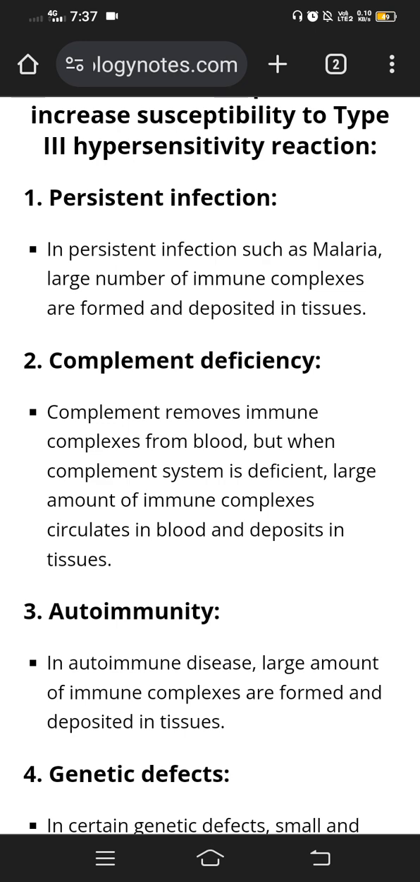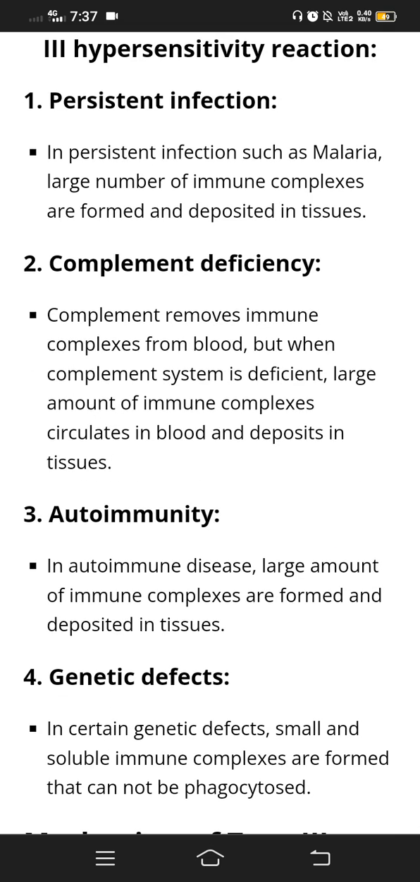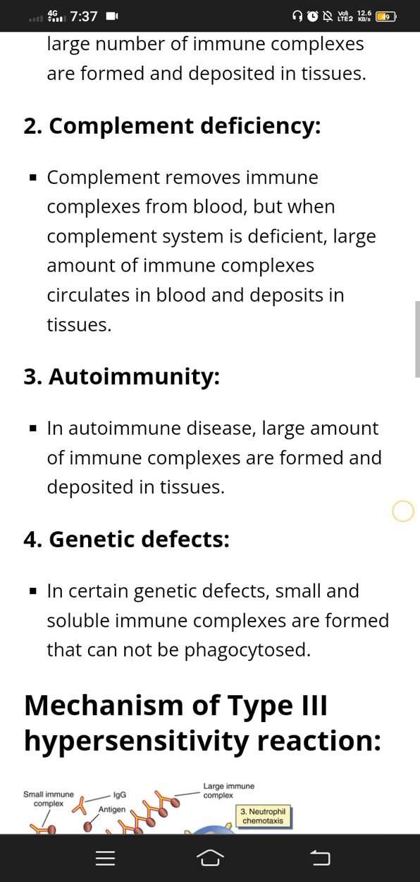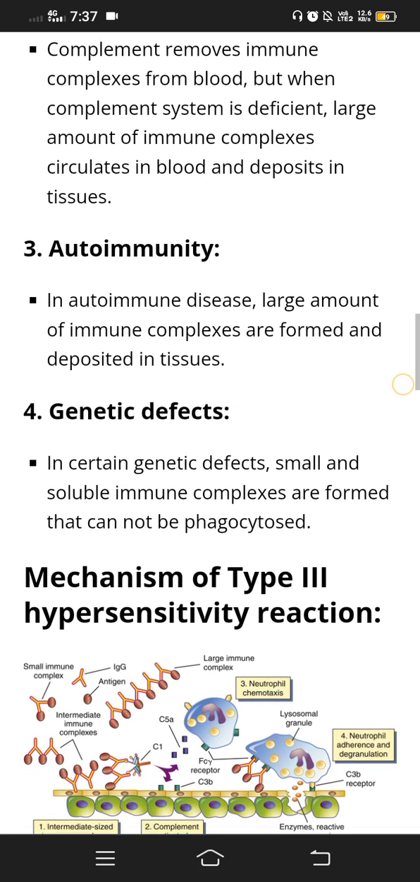Then autoimmunity. In autoimmune disease, a large amount of immune complexes is formed and deposited in tissues. Then genetic defects. In certain genetic defects, small and soluble immune complexes are formed that cannot be phagocytosed.